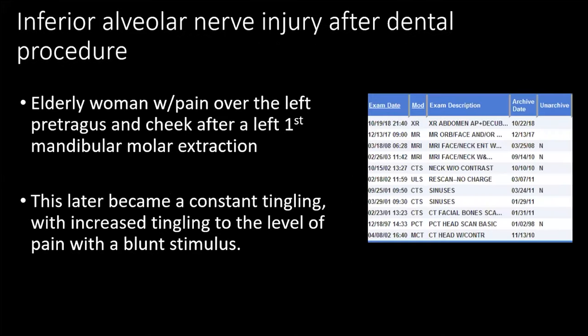This is another example. This was an elderly woman who had pain over the left pretragus and cheek after a left first mandibular molar extraction. We did a ton of imaging of her over many, many years, going back to 1997 all the way up to 2018. She had this constant pain and no one could figure it out. We were even doing traditional MRIs of the orbits and face trying to look for the source of her pain, but we could never find it. So finally, when we started doing this, the ENT who had been seeing her for all these years said, oh my gosh, I have the patient for you. We need to look at her.